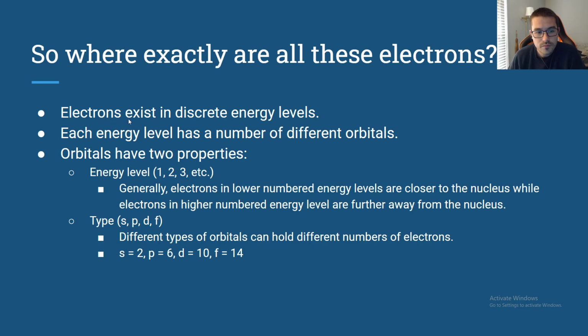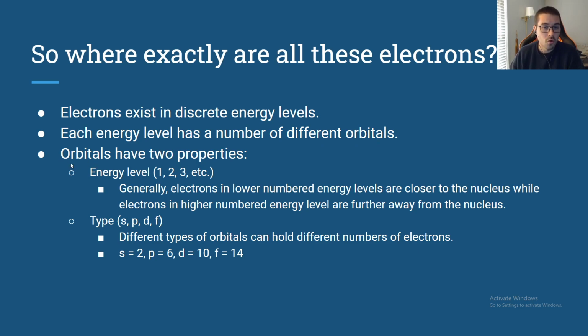So, electrons exist in discrete energy levels. Each energy level has a number of different orbitals. Orbitals are where you can actually find the electrons. Electrons occupy these things called orbitals. They exist at energy levels, but each energy level has some different orbitals associated with it.